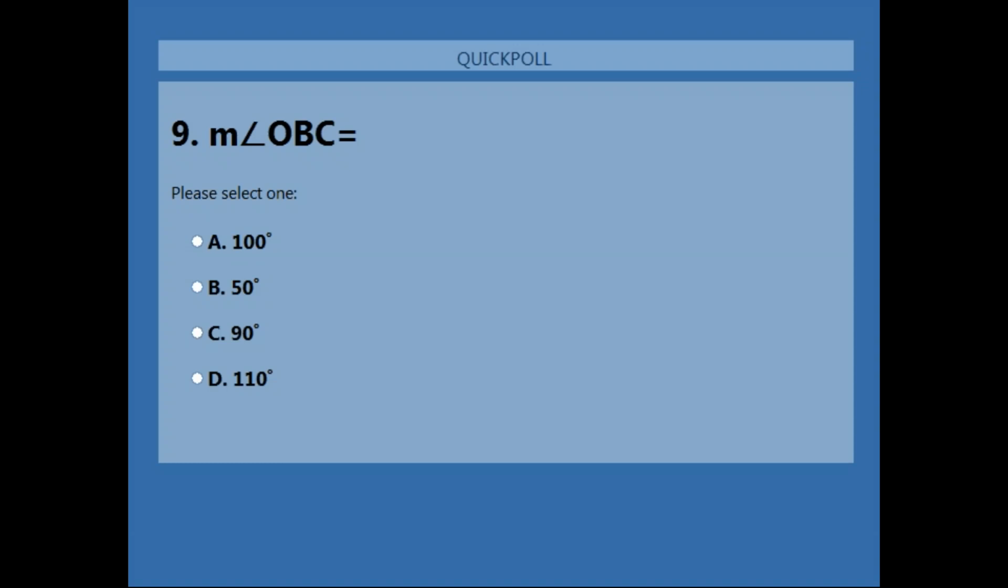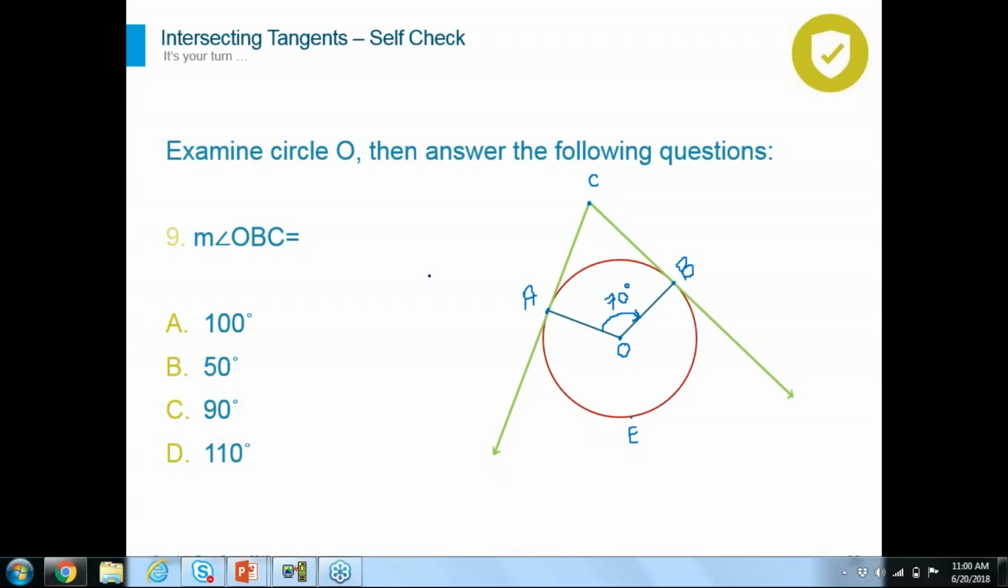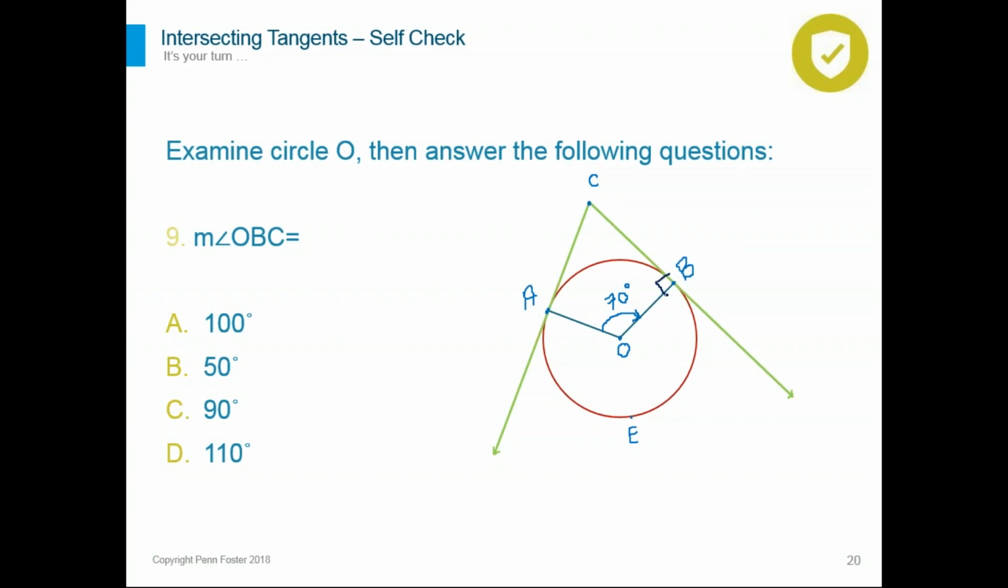Okay, let's do the question together. So again, from the fact that these two tangents intersect at one point outside the circle, that would make the radius perpendicular to the tangent. So it is 90 degrees. So the answer is C. That's it.